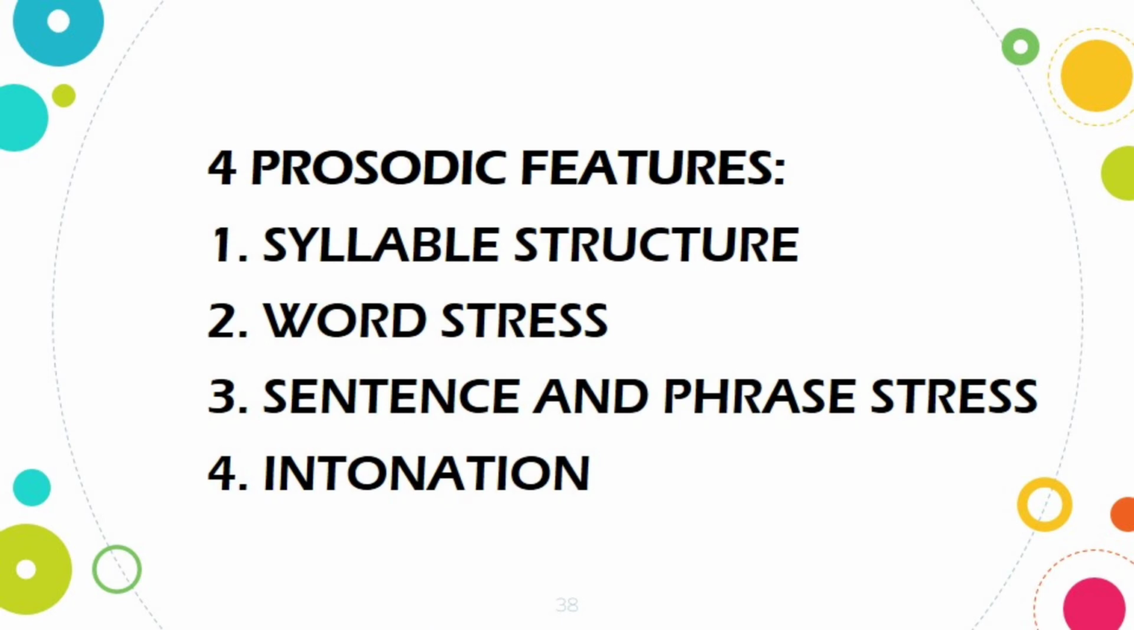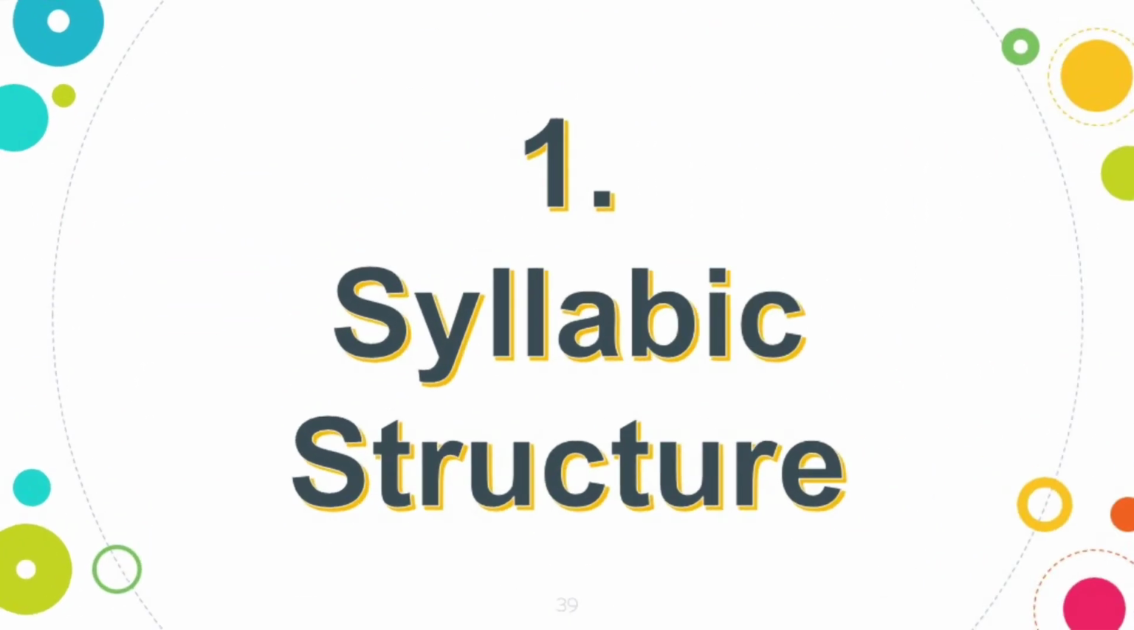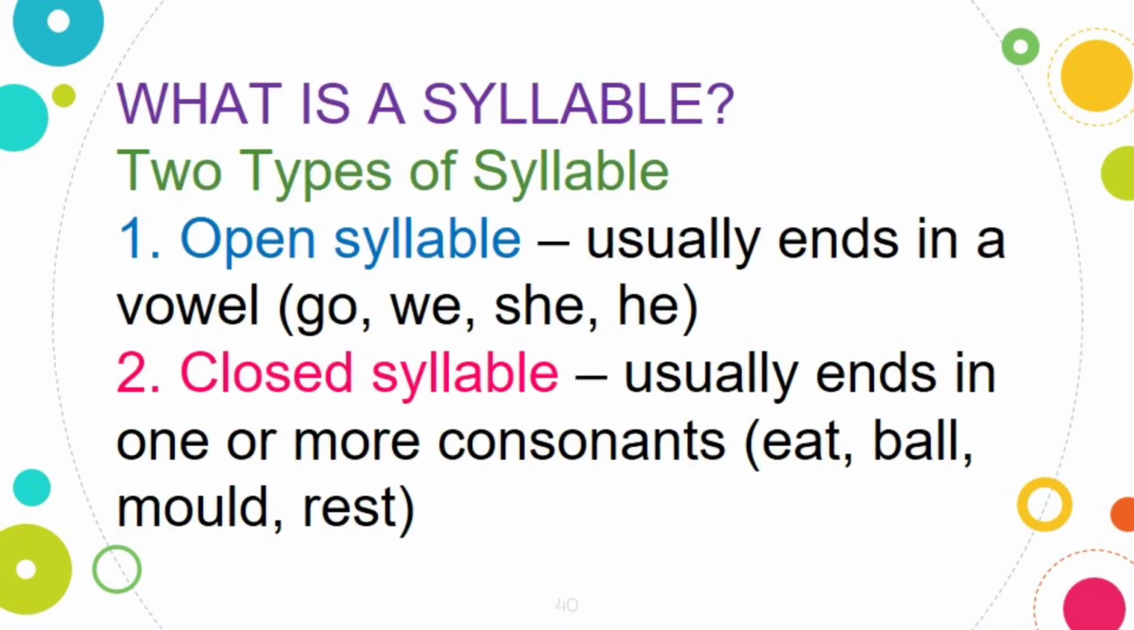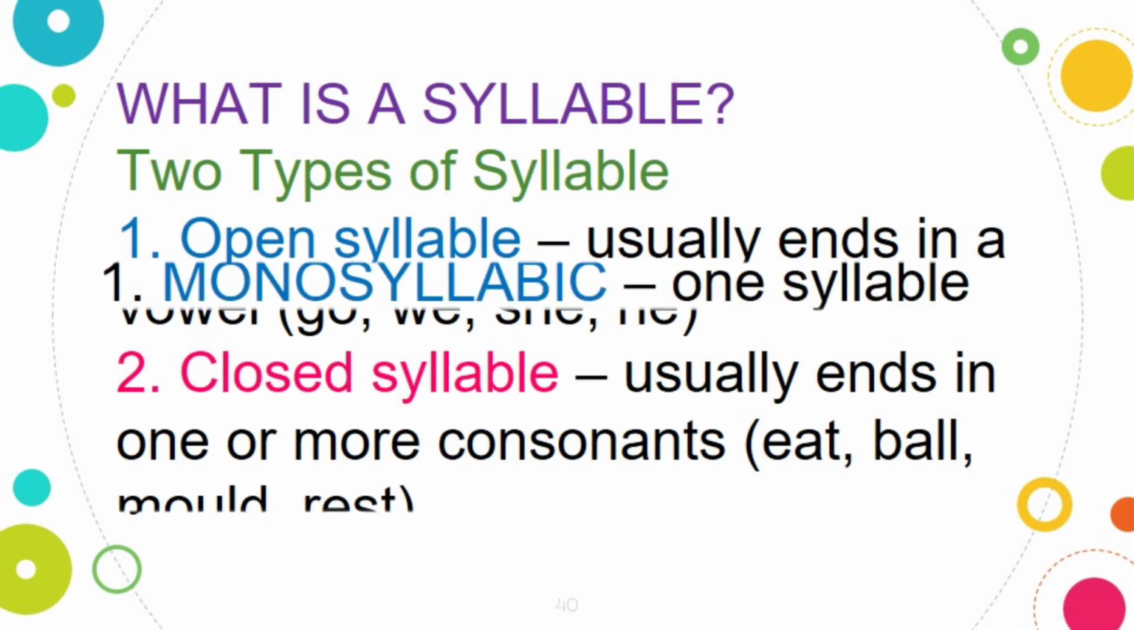We have four prosodic features. We have the syllable structure, word stress, sentence and phrase stress, and intonation. The syllabic structure. First, what is a syllable? A syllable is commonly known to be a speech unit that is larger than a segment. We have two types of syllable. We have the open syllable and closed syllable. Open syllable usually ends in a vowel like go, we, she, he. Closed syllable usually ends in one or more consonants like eat, ball, mold, rest.